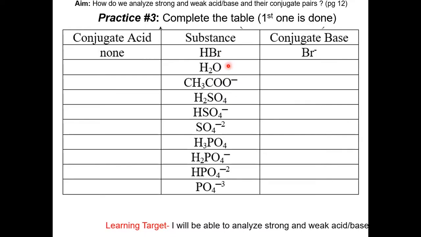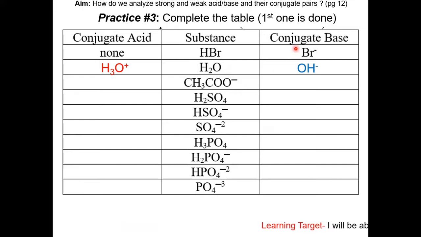For H2O, it is amphoteric. It can act like an acid or base. So depending on the situation, water can have a conjugate acid or a conjugate base. To get the conjugate acid, water can behave like a base and gain a proton. So the conjugate acid is hydronium, which has one more proton than water. To get the conjugate base, water can behave like an acid and lose a proton. So the conjugate base of water is hydroxide, which has one less proton than water.